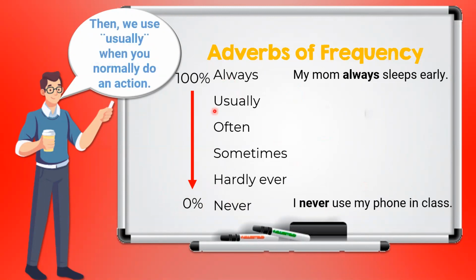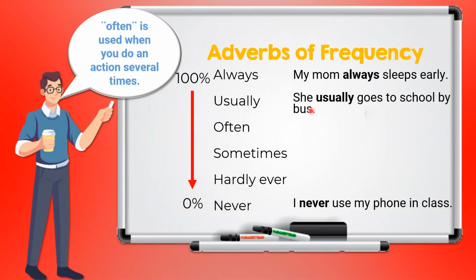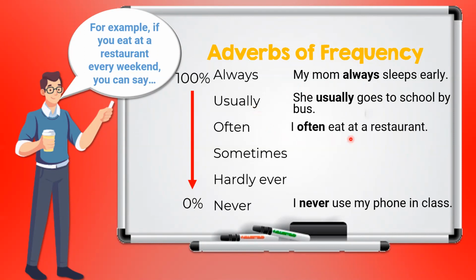Then we use usually when you normally do an action. For example, she usually goes to school by bus. Often is used when you do an action several times. For example, if you eat in a restaurant every weekend, you can say, I often eat at a restaurant.